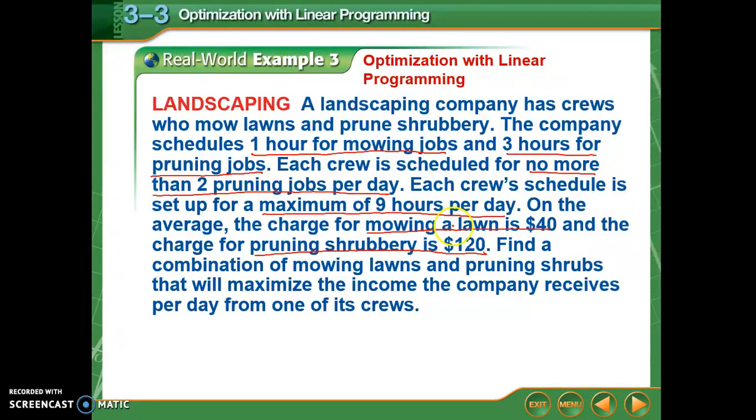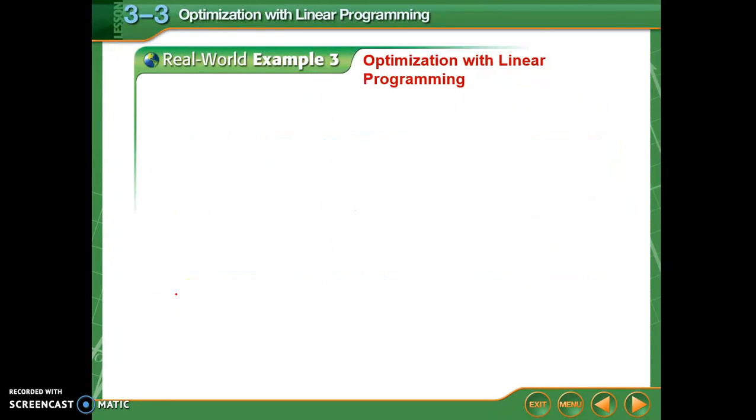Then down here, we have some money information. Mowing a lawn costs $40 and pruning shrubbery costs $120. We're going to use those 2 pieces of information to write our function or our equation later. So what we want to do is maximize the income. If you were this business owner, you would be wondering, what would be the best combo of lawns and shrubs that I could do to make the most money in a day, knowing that I can only do 2 shrub pruning jobs per day.